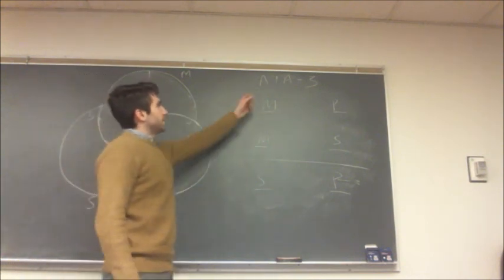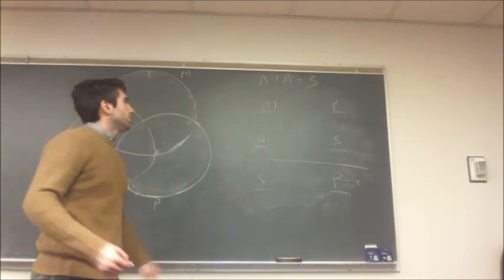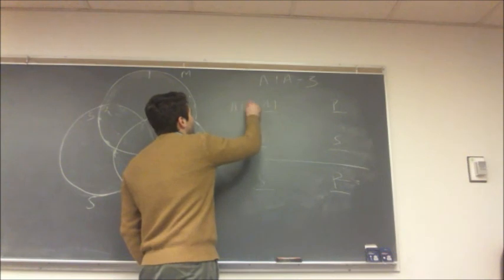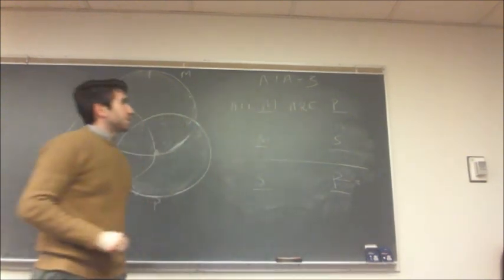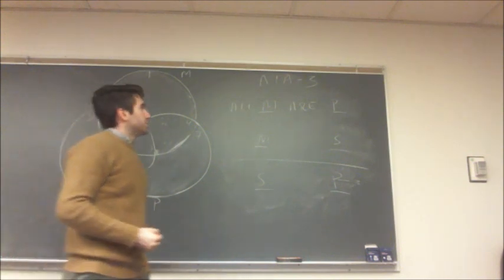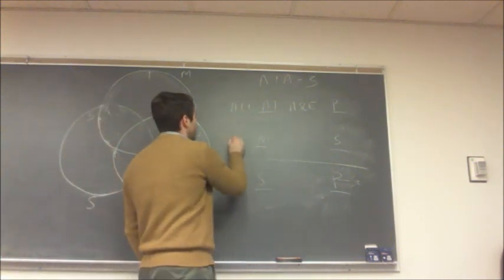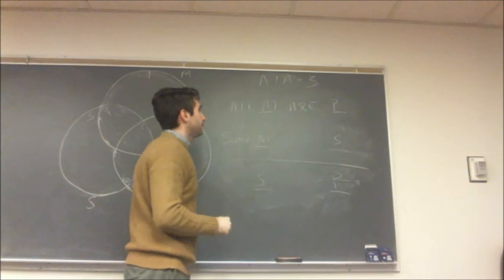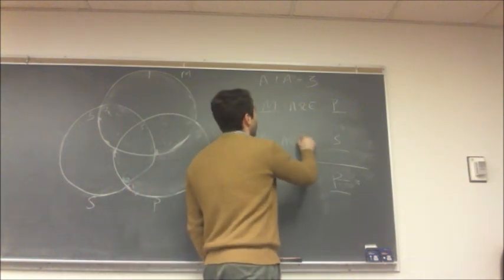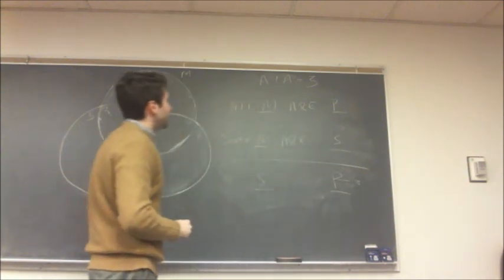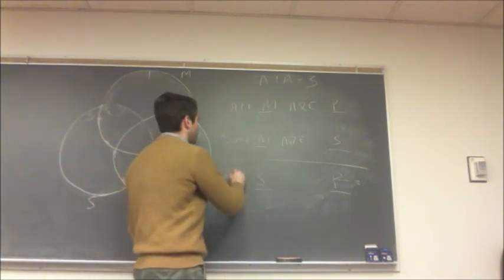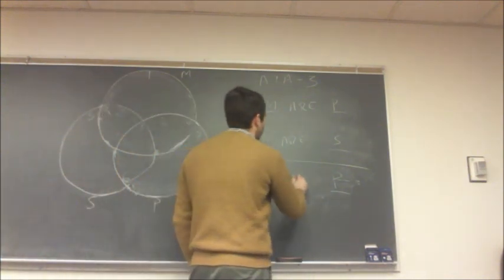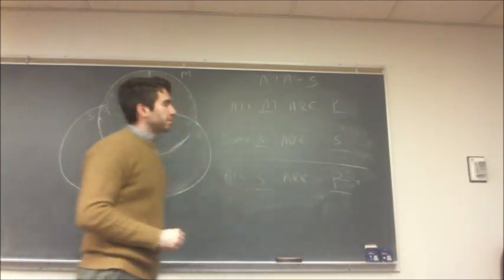So first premise is of type A, which by now we should all know is this: all M are P. Second premise is of type I, which is particular. So it's going to start with some M are S. And then finally our conclusion is universal, of type A. So it starts with all S are P.